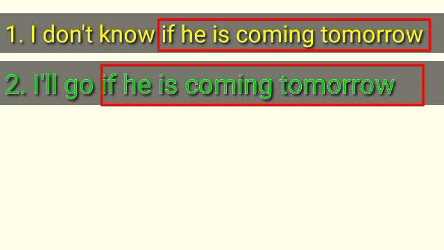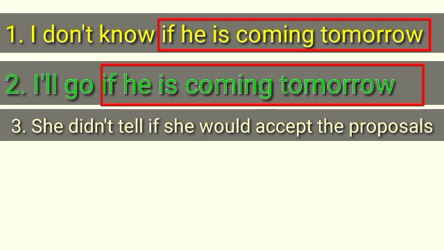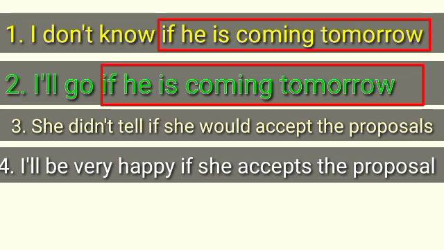Let's see another example. She did not tell if she would accept the proposal. And the second sentence is I'll be very happy if she accepts the proposal. Now look at the difference between these two sentences. In the sentence, she did not tell if she would accept the proposal, "if she would accept the proposal" is a subordinate clause functioning as the noun, in fact, the object. And in the second sentence, I'll be very happy if she accepts the proposal, "if she accepts the proposal" is the reason for being happy. So it's an adverb clause of condition.